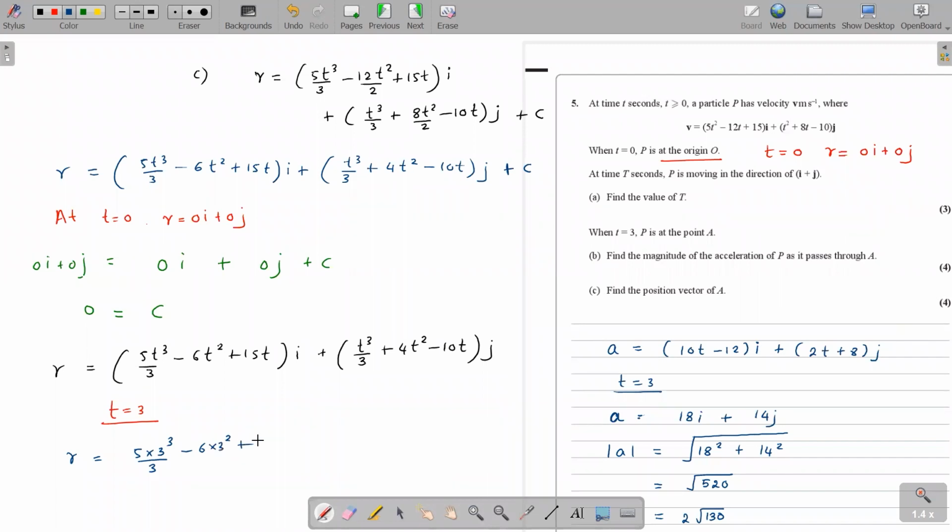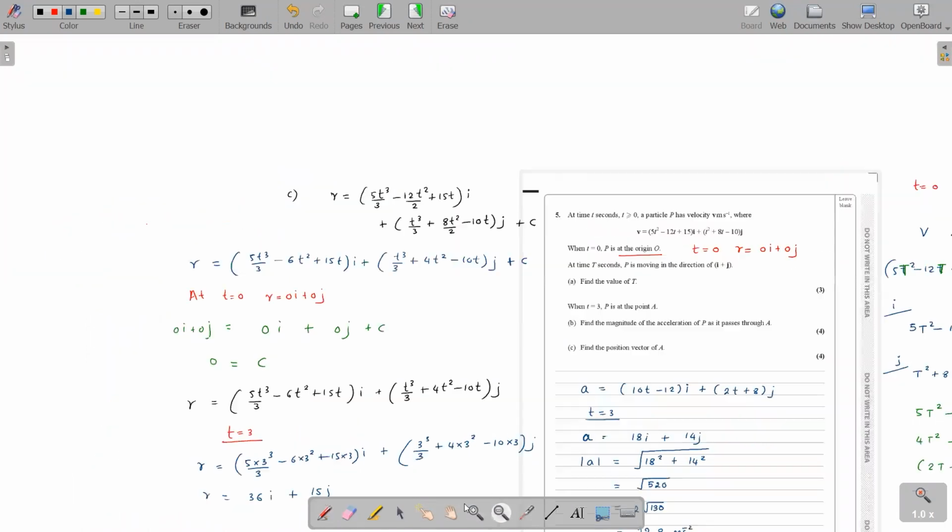So can I know the answer here? How much are the i and j coefficients? Let's quickly calculate. So we get R equals 36i and the j coefficient is 15j. So basically replace all your t values with 3. Replace all your t values with 3 in the R equation and get the position vector. Get the position vector of A. Okay.